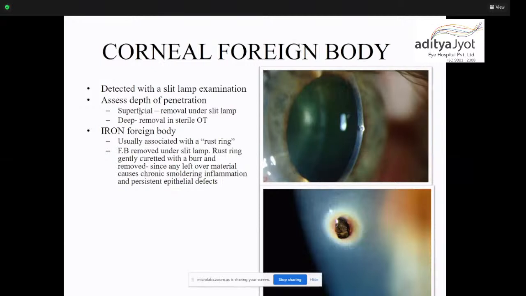So when you have a corneal foreign body, please examine it under slit lamp, assess the depth of the penetration, and please do a removal under slit lamp. And if it's a deep foreign body, then you have to remove it in a sterile operation theater. It's usually associated with rusting, and when you have rusting, you can have a smoldering inflammation on and off. These patients have to be taken care of because they can end up having a corneal facet, or they can end up having an infection. So it's very important to see that.